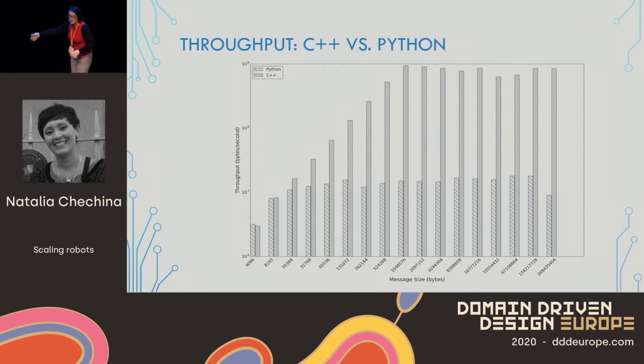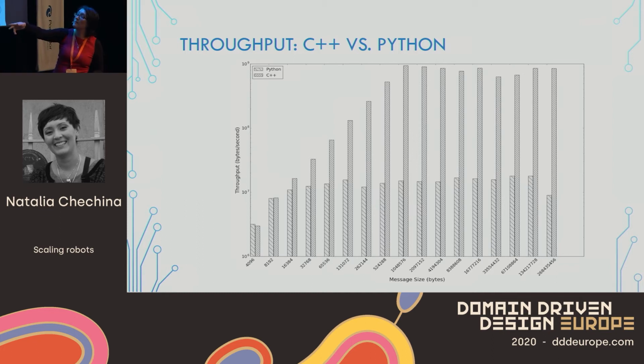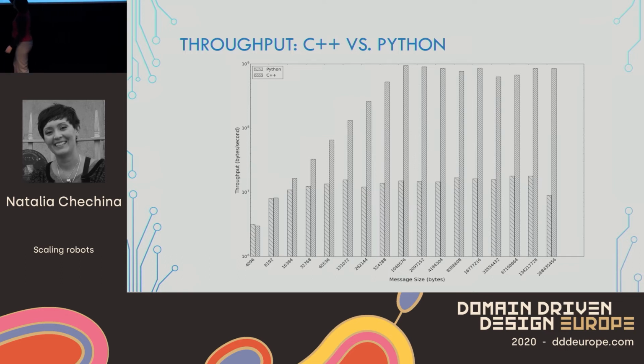We have the throughput over here, and it's bytes per second. The higher, the better. And here we have message sizes. So we start with 4 kilobyte, 8 kilobyte, 16, and so on. So it's an exponential sort of increase. And then on the left, we have Python, right? We have C, right? And then we start increasing the size of the messages. And actually, we start seeing the difference only when the messages are around 16 kilobyte.